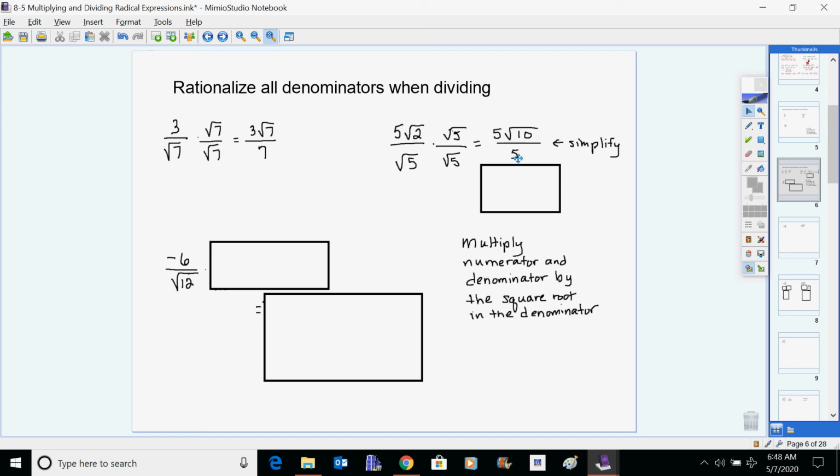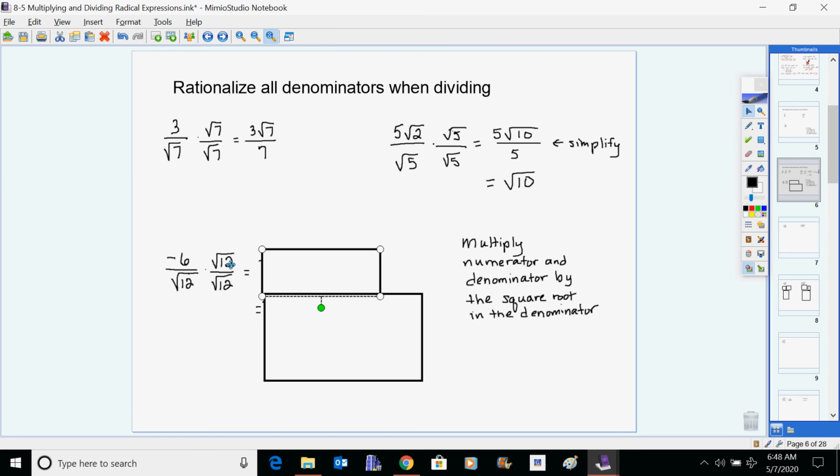So the 5 and the 5 can cancel, and you end up with just the square root of 10. So look for those things. This you can just directly multiply by square root of 12 over square root of 12, or you can simplify first. When it's a simple one like this, you may as well just go directly to whatever that radical is, but we'll show you when it gets more complex.